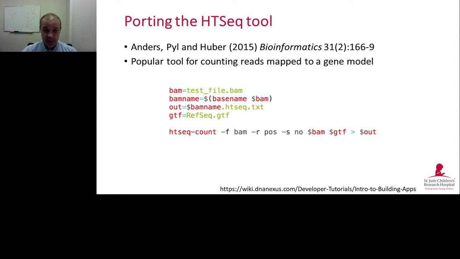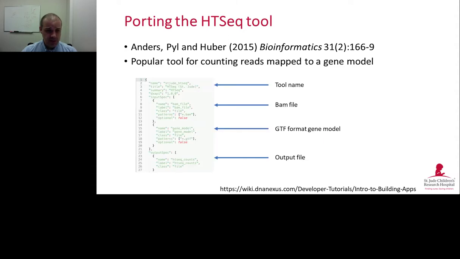-f, I'm giving it a BAM file. -r, I'm telling it position. -s, no, you don't have to worry about these parameters. And I pass it the BAM file and the GTF file, and it will output. This is probably the simplest bioinformatics program you'll ever see. But how do I move that from my local computer into the cloud?